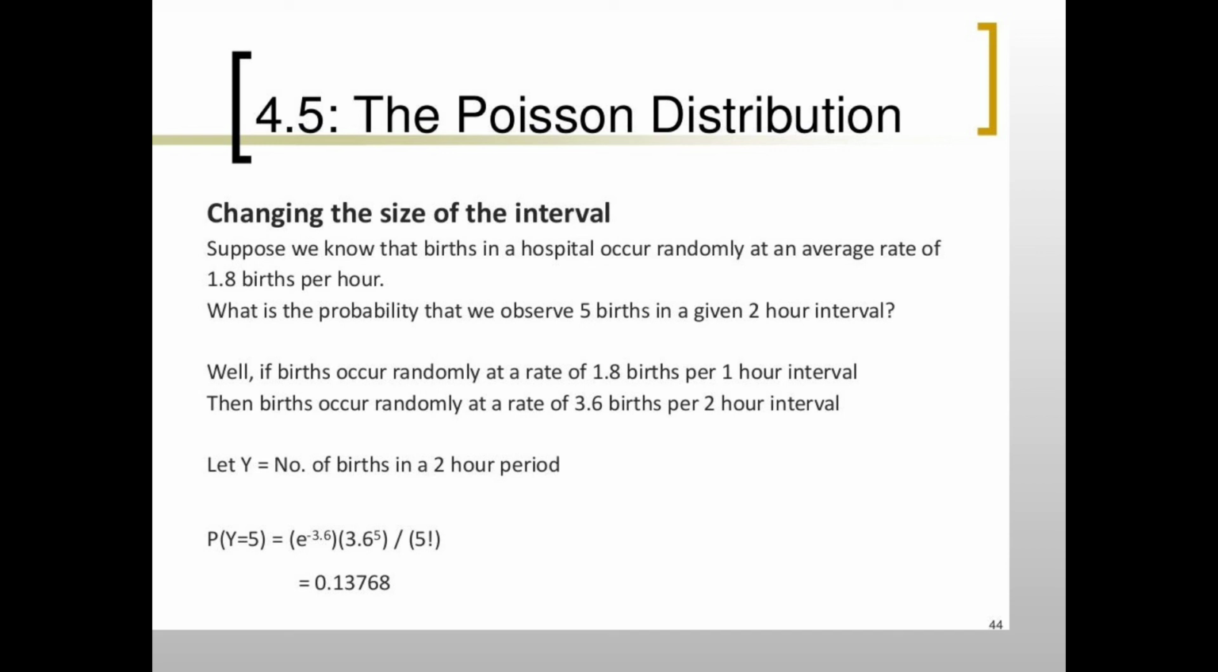Changing the size of the interval. Suppose we know that births in a hospital occur randomly at an average rate of 1.8 births per hour. What is the probability that we observe 5 births in a given 2-hour interval?